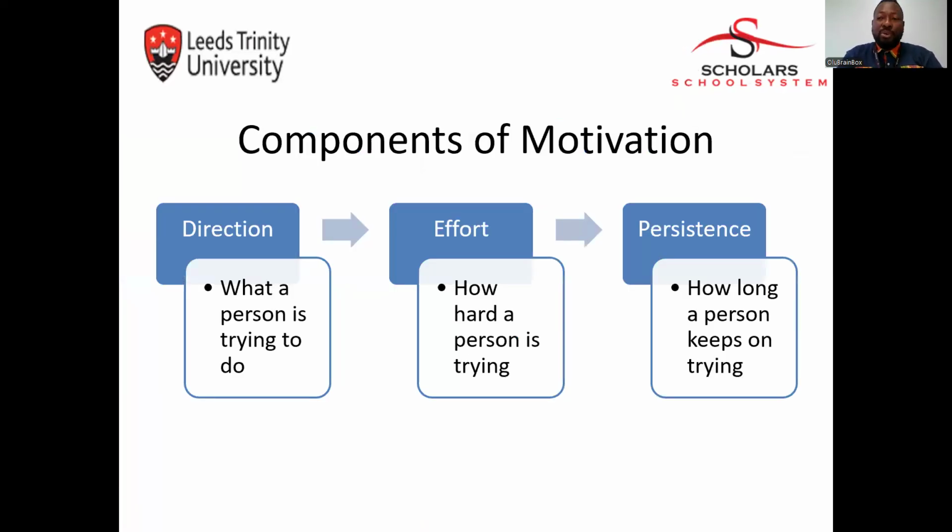Now, let's talk about the components of motivation. The components of motivation include: 1, direction, which explains what a person is trying to do. 2, effort, which is the effort being put into the thing that the person is trying to do. 3, persistence, how long the person will continue to keep pushing. So motivation is about persistence, it's about effort, it's about direction. These are components of motivation.